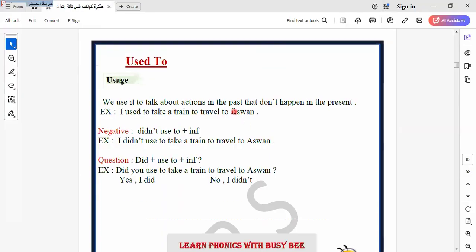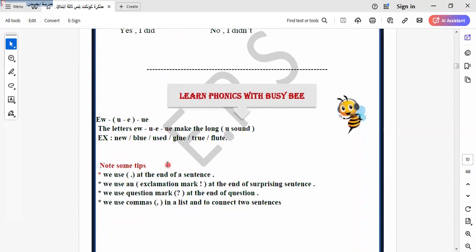Here we have used to. When we use used to, it is about actions in the past that don't happen in the present. We use used to for expressing actions that happened in the past, like I used to take a train. Didn't use to. Let's go to another one here.